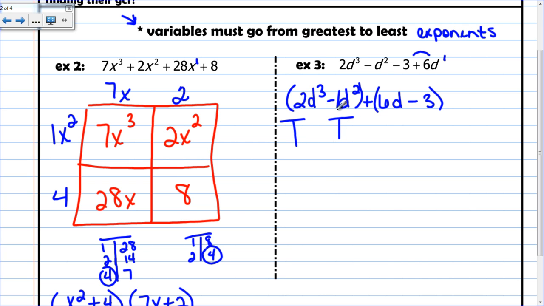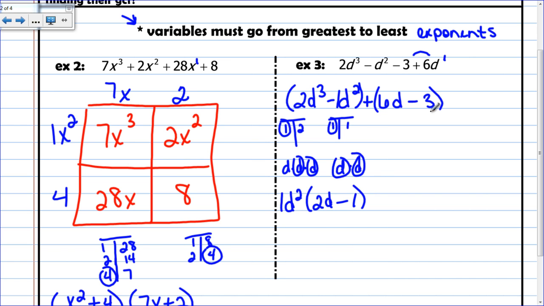Remember, there's a 1 here. So the factors of 2 are 1 and 2. The factors of 1 are 1 and 1. Then I have 3d's and 2d's. Well, they both have a 1 in common, and they have 2d's in common. So that means I have to factor out a 1d squared, and then what's left is just what's remaining up here. I have a 2d minus 1.